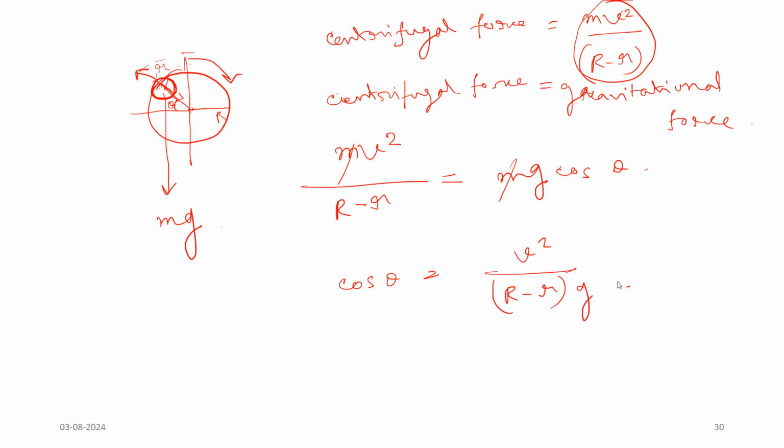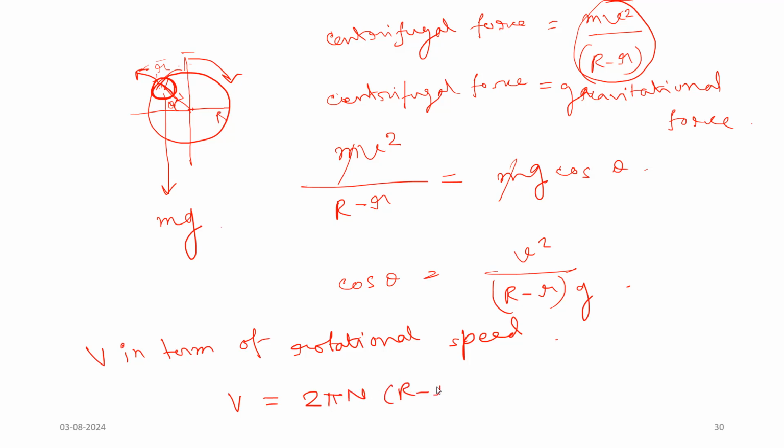Okay, and now what is this v in terms of rotational speed? So v in terms of rotational speed will be 2 pi n into R minus r. You know, R is the radius of the ball, and n is the rotation. N is the number of rotations.